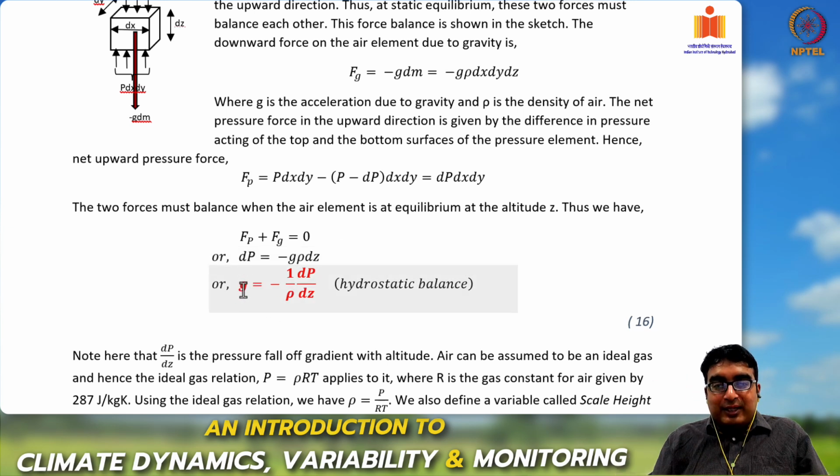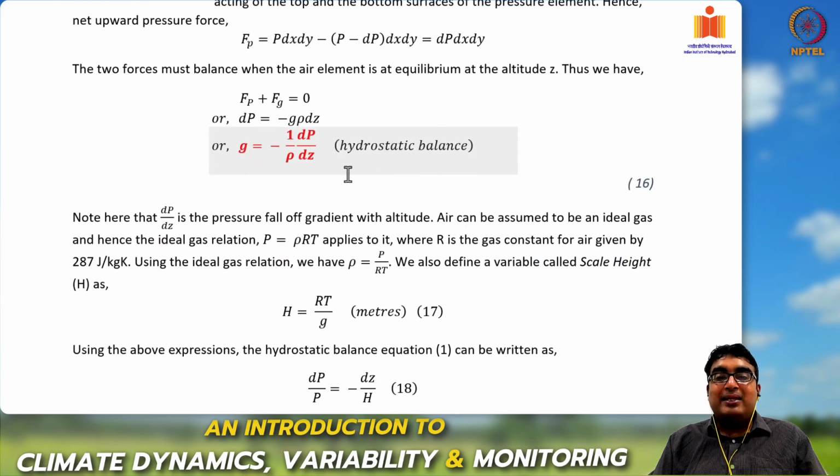So you get the gravitational acceleration g is minus 1 by rho dP/dz. dP/dz is the rate of change of pressure with altitude. So dP/dz equals minus rho g. The rate of change of pressure with altitude as we go up is minus rho times g. It's negative, so pressure is decreasing with altitude, and the slope of this decrease is the density of air at that point times the gravitational acceleration g. This is called the hydrostatic balance relation, a very important relation for looking at how pressure changes with altitude. So dP/dz is the pressure gradient with altitude.